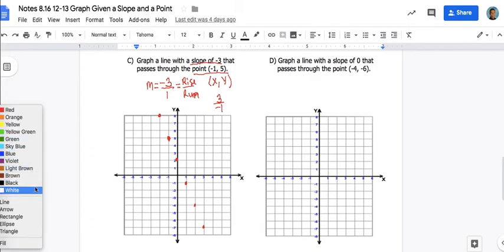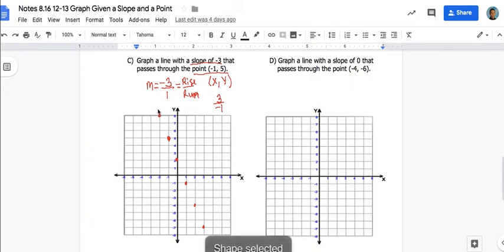So I'm going to use my ruler to connect the points and make sure you put arrows on both ends because these are graphs of lines. And I'm going to circle the y-intercept because that's going to be important later. And this one, once again, the y-intercept happens to be 2.